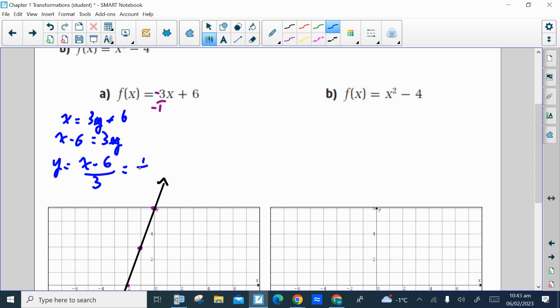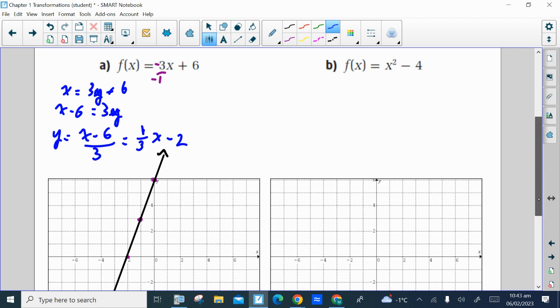This could also be written as 1/3 x take away 2. If you divide each term on top by the 3 on the bottom, you could also write it like that, which you would want to do to help you graph it from the equation. You could also graph it by taking points on the original graph and flipping the x and y values around.